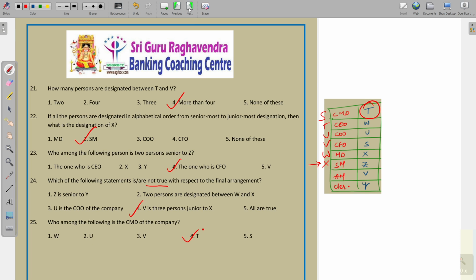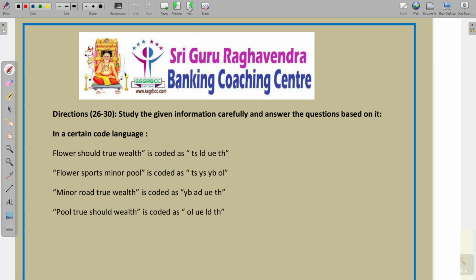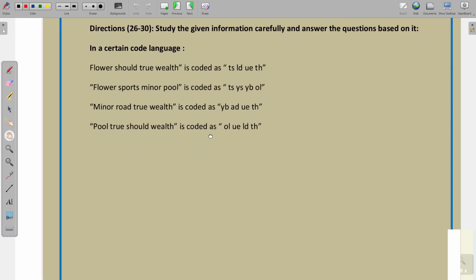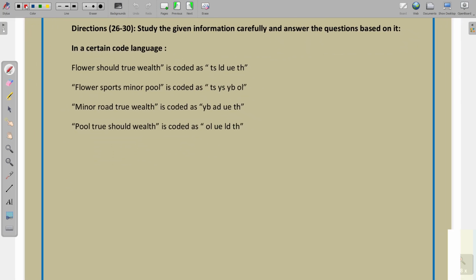And next, here we have coding and decoding. See the first one. Flower should tree wealth, flower sports minor pool, minor road true and wealth, pool true, should and wealth. So, what is the most repeated word here? See the first one, that is should.